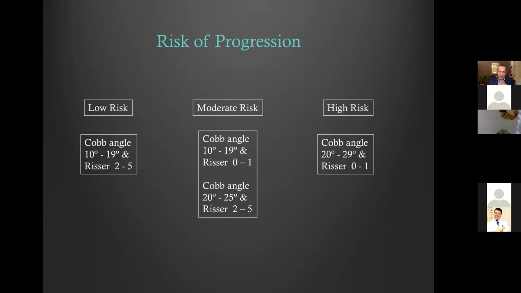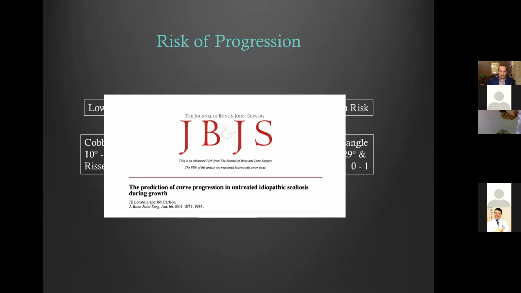But if the Cobb angle is low and the patient is immature, it is a moderate risk. And if the Cobb angle is high and the patient is mature, it is a moderate risk. The only high risk is when we have a very high Cobb angle and an immature patient. And then we determine the risk of the patient, and this plays a major role in the follow-up and in the type and aggressiveness of the treatment of the scoliosis. And this is the paper of Lonstein.